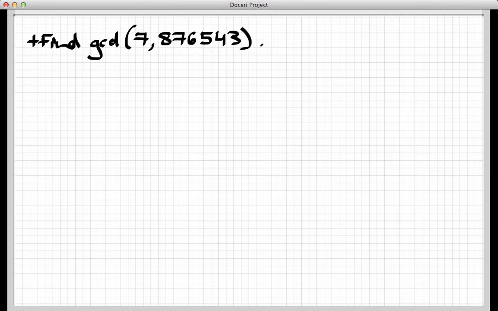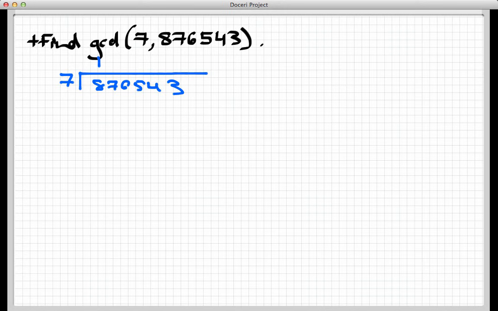This time we're going to use some larger numbers here. We're going to find the GCD of 7 and 876,543. So what's going to happen first is we're going to take the larger of those two numbers and divide it by the smaller one. So 7 goes into 876,543.